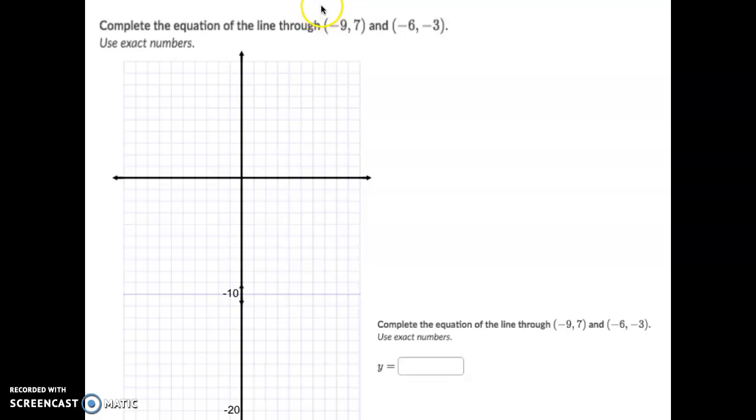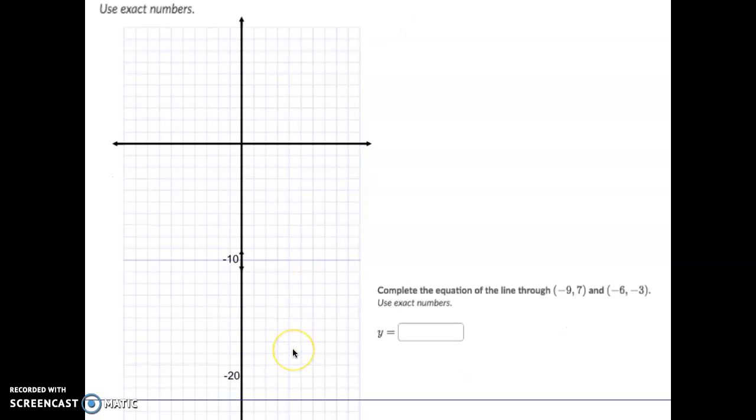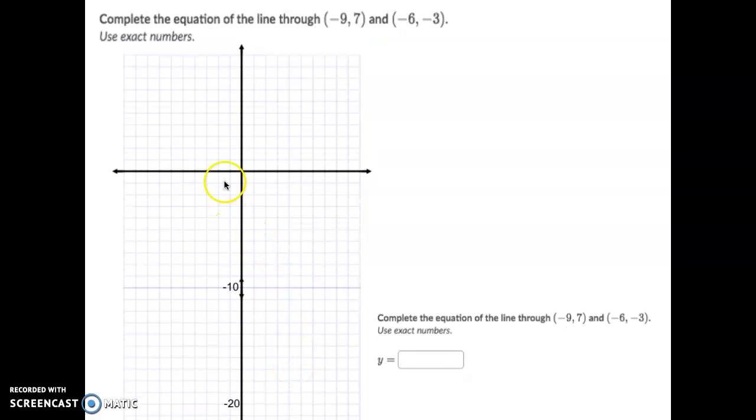You might notice that our first point that they give us when we're trying to find this equation is negative 9, 7. So on a graph, I'm going to plot that point, negative 9 up 7, right there for you. Second, I need to plot the point negative 6, negative 3. So I go backwards 6, and I go down 3, and I'm going to plot a point right there as well. So I've got my 2 points right there.